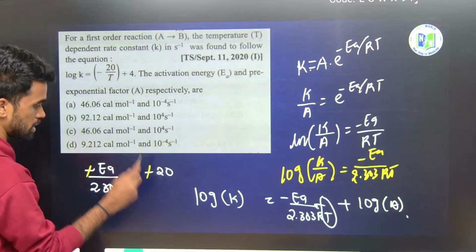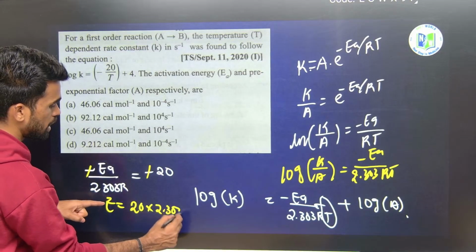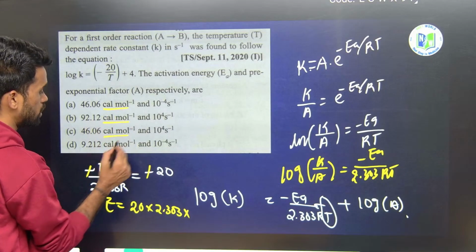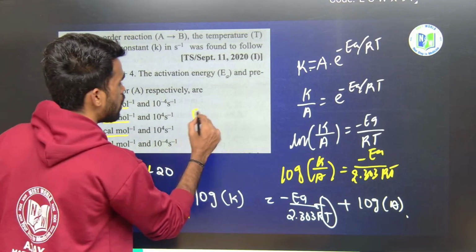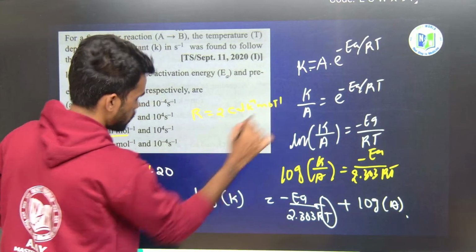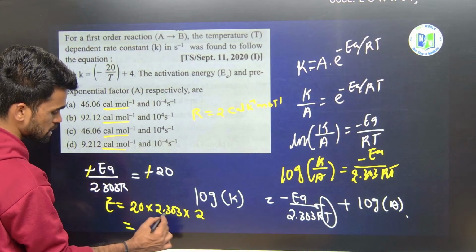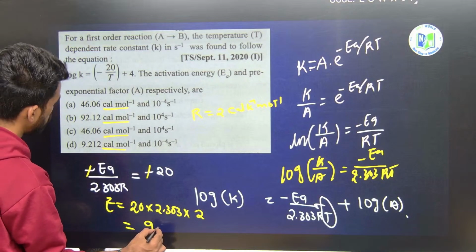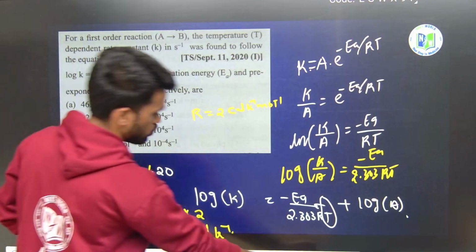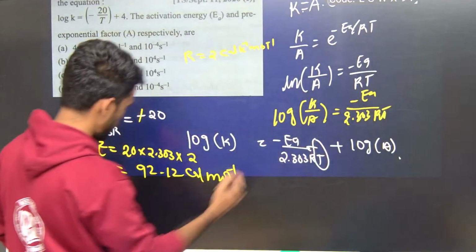So minus and minus are removed, and Ea will be 20 into 2.303 into R. What is R? The unit mentioned here is calorie per mole, so R can be taken as 2 calorie per Kelvin per mole. So 4.606 into 2 gives 92.12 calorie per mole. This is one thing, and next one is log A.